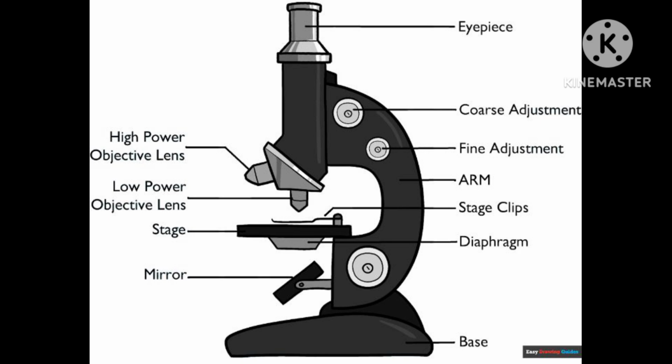Let's discuss the structural parts of a microscope and their functions. There are three structural parts of the microscope. Those are head, arm, and base.